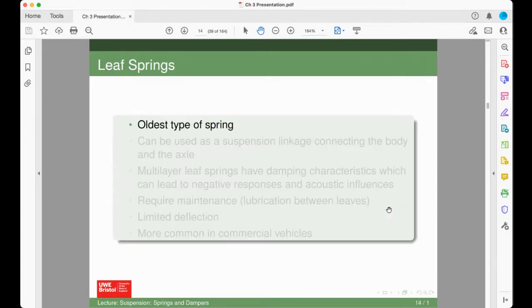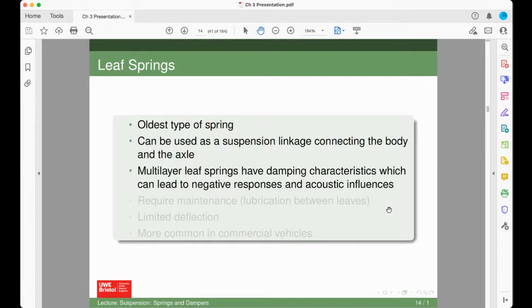Yeah, so that's the leaf spring. Okay, the old type of spring can be used as a linkage. Often there'll be more than one layer, multi-layer leaf springs. But obviously, one of the issues with that is those leaves will rub against each other, which can lead to some negatives. So you've got some internal friction in a sense there. And that can lead to negative responses and acoustic influences.